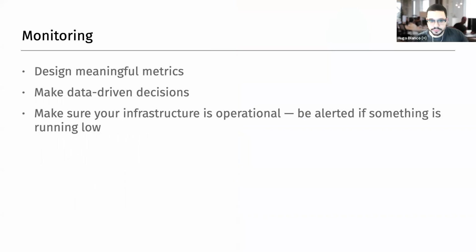And talking about monitoring, you have to design meaningful metrics. You have to understand what you should monitor. If you need to monitor successes of a third-party API, or the time taken to process a specific data set. We have to understand what are the important things to measure in your application, in your domain. And with that, make data-driven decisions.